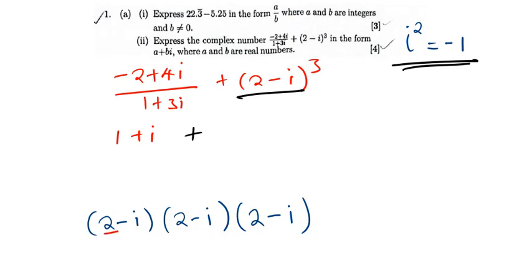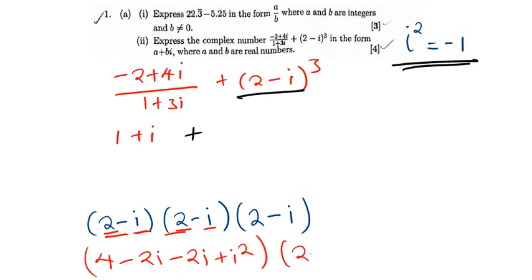2 times 2 is a 4. That 2 again multiplied by the negative i will be a minus 2i. Negative i by positive 2 is going to be a minus 2i as well. And then negative i by negative i will be i squared, positive i squared. So that's for the first brackets, right? Multiplied by the remaining brackets 2 minus i.